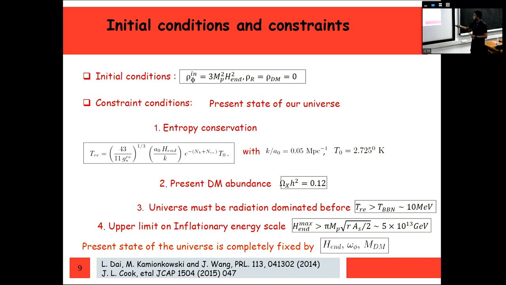Okay. And another constraint is coming from the present dark matter abundance, which is 0.12. And there is the limit from the minimum value of the reheating temperature, that it must be greater than the BBN temperature. And the upper limit is set by the r and A_s bound, which is basically of the order of 5×10^13 GeV.